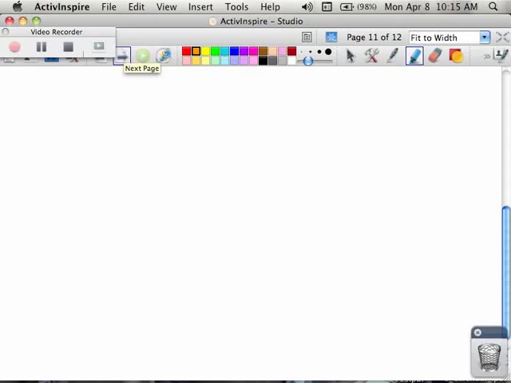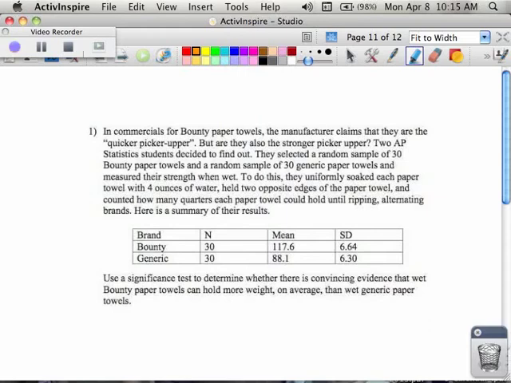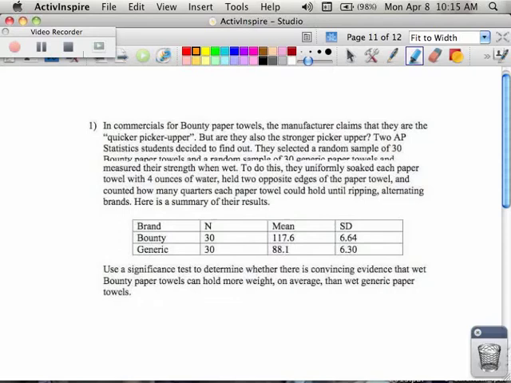So the first one is where they give us a computer printout. There's no data. They talk about commercials for Bounty paper towels, the quicker picker-upper. And then we want to know, are they stronger? So a bunch of AP Stats students decided to find out, and they did a random sample of 30 Bounty paper towels and 30 generics. Good news, central limit theorem. And so we're going to find out what happens based on the results.